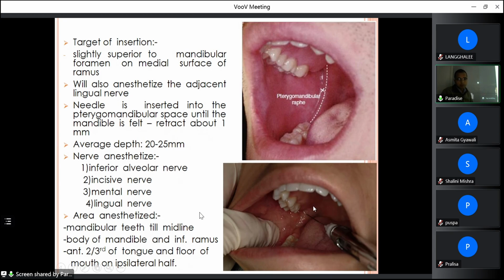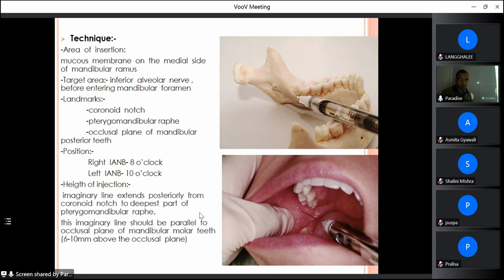Clinically, you have to palpate the sigmoid notch and hold the mandible, putting your index finger posteriorly toward the posterior border of the ramus of the mandible. Anteriorly, the thumb should be placed at the sigmoid notch. Then you insert your needle at the junction of anterior 2/3 and posterior 1/3, about 6 to 10 mm above the occlusal level, and you instruct the patient to open his mouth wide. So this is the target area.